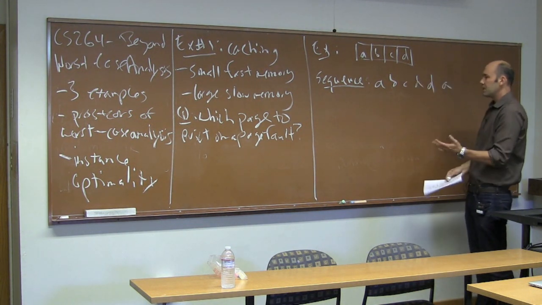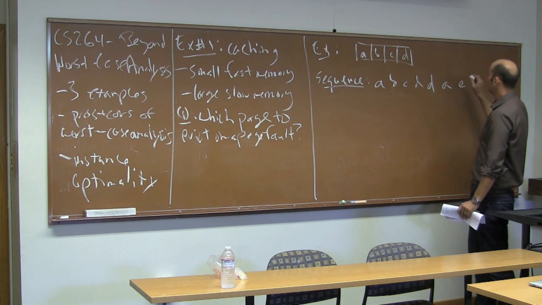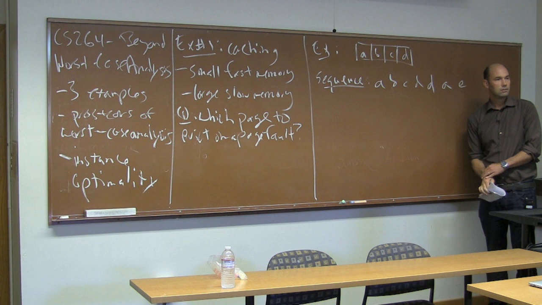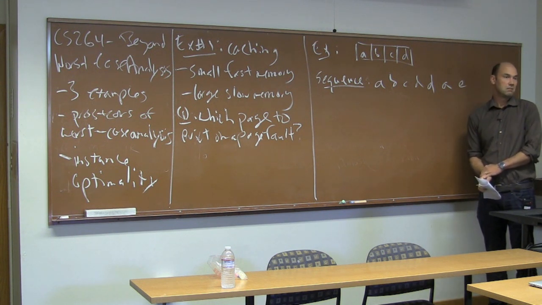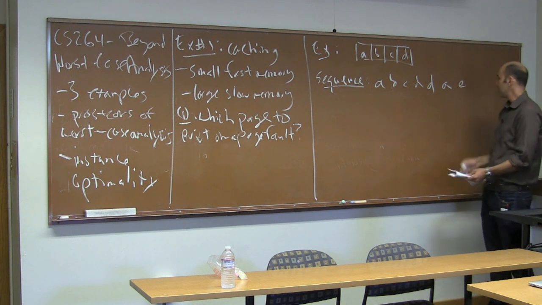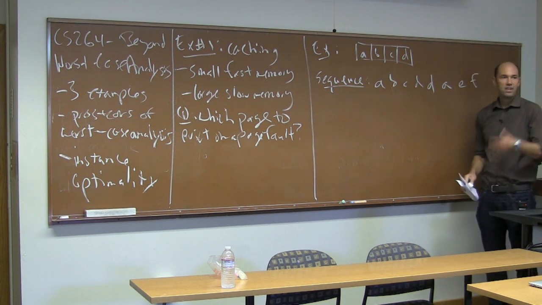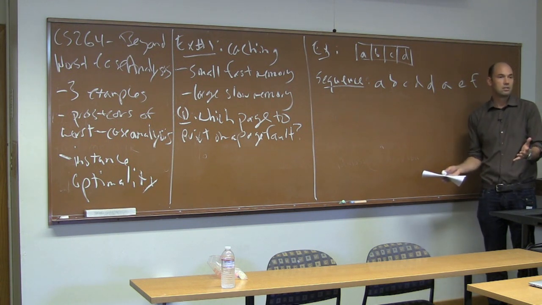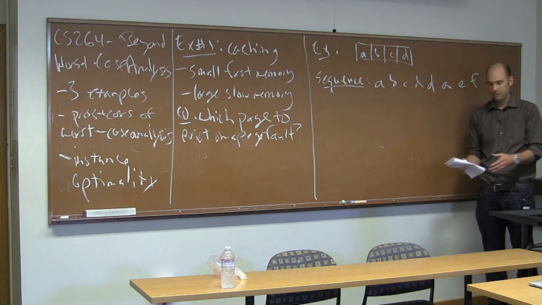Now the party's over once E is requested, some fifth page which isn't in the cache. There are four things in the cache. We've got to kick out one of A through D to make room for E. It might get worse. Maybe the next request is F, and then again we have to kick out one of the four to make room for F, and so on. And it's not clear. We have to make some decision, and it's not totally obvious how to do it.